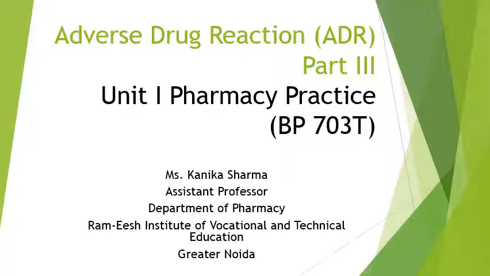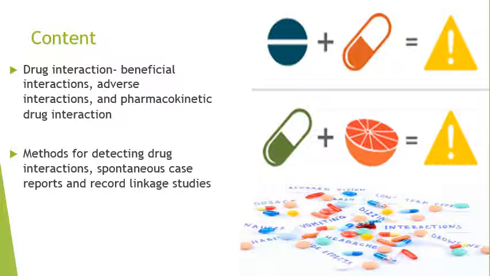Today we'll talk about adverse drug reaction, which is chapter 3 of unit 1 in pharmacy practice, BP 703T. In this presentation, we will talk about drug interactions, beneficial interactions, adverse interactions, and pharmacokinetic interactions. So the adverse drug reactions, interactions, we have talked about them in the previous part. Moreover, we will also talk about methods for detecting drug interactions and what are spontaneous case reports and what are record linkage studies.